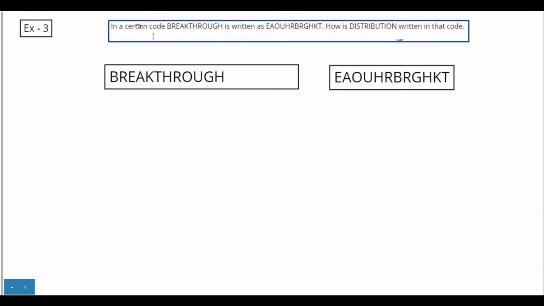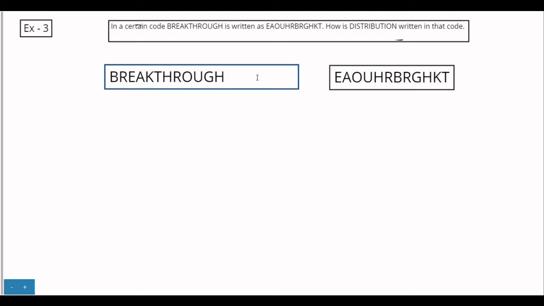Now on to the third example. In this code, breakthrough is written as EAOUHRBRGHKT. If you can recognize, EA is there together both over here and over here, and OU is together here and here. Even HR is together here and here.